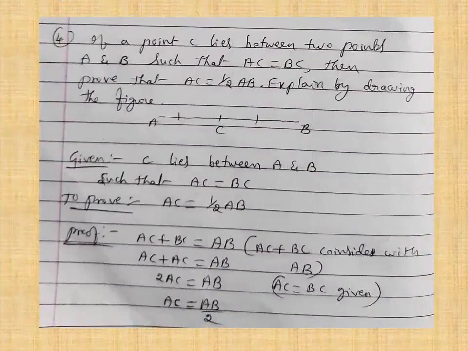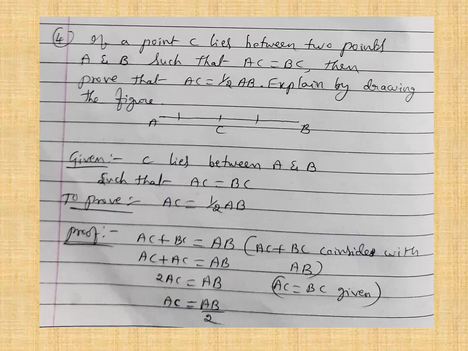If a point C lies between two points A and B such that AC equals BC, then prove that AC equals half of AB. Explain by drawing the figure. Given: C lies between A and B such that AC equals BC. To prove that AC equals half of AB.